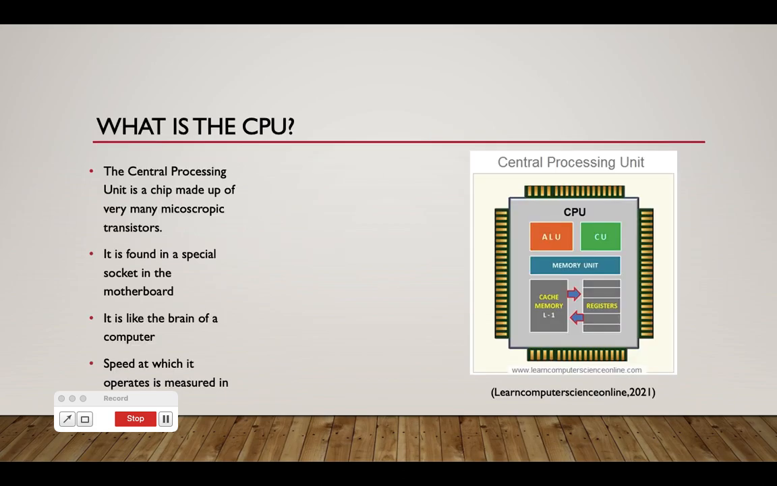So what exactly is the CPU? CPU stands for Central Processing Unit, and it's a chip made up of very many microscopic transistors that can be found in the motherboard of your computer. The CPU is said to be like the brain of your computer because of the many functions it carries out, and the speed at which it operates is measured in a unit called hertz.